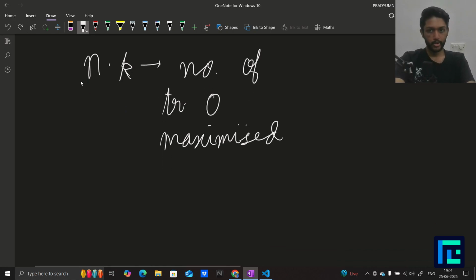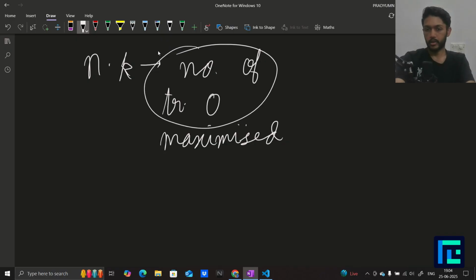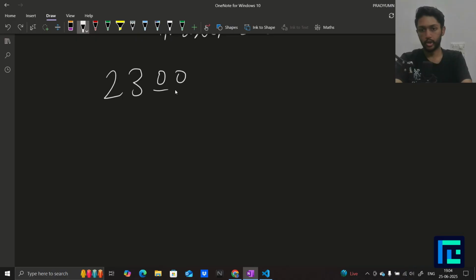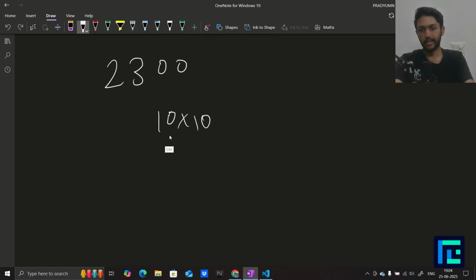Okay, so how do we choose the optimal k? To think about that, let's think about this part, the number of trailing zeros. In a number, let's say if I tell you that a number has two trailing zeros, let's say this number 2300, that means it has two tens as a factor, right? If I want one trailing zero, I will need a 10 in the prime factorization, and if I want one more trailing zero, I'll need one more 10. So this number has 10 to the power 2 in its factorization, right? I can write this 10 as 2 into 5, right?